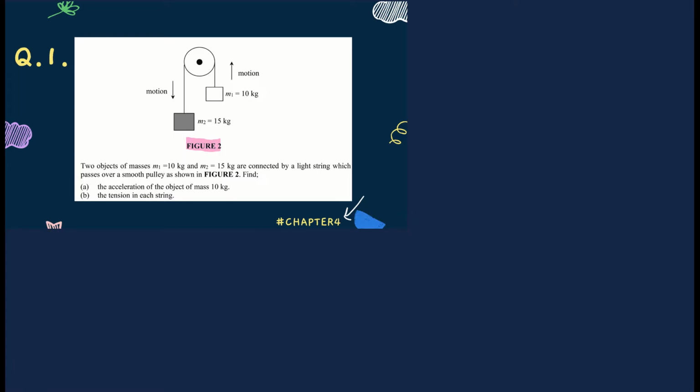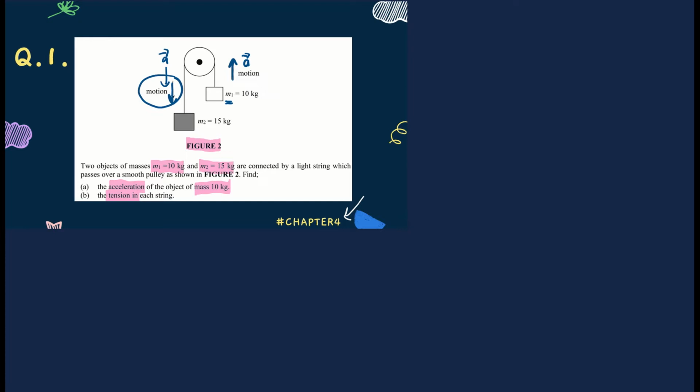The two objects of mass M1 10 kg, M2 15 kg are connected by a light string which passes over a smooth pulley as shown in figure 2. Find the acceleration of the object of the mass 10 kg and also the tension in each string. If we refer to the diagram, we have the direction of motion here. It goes downward for M2 and upward for M1. So this is also telling us the direction of acceleration.